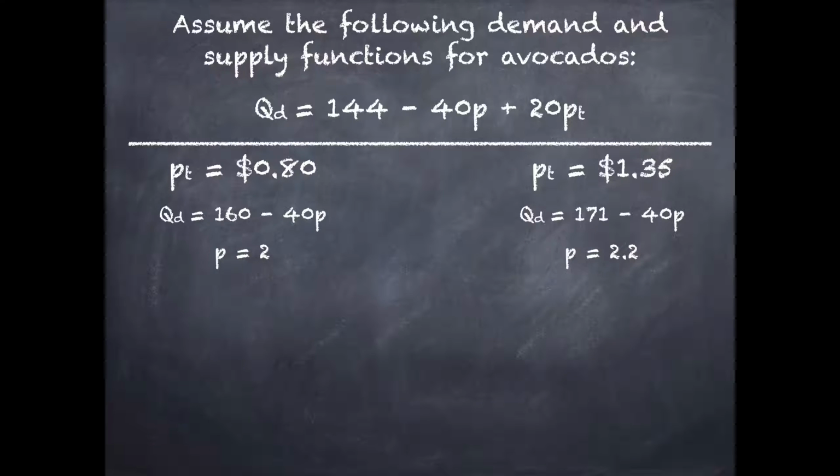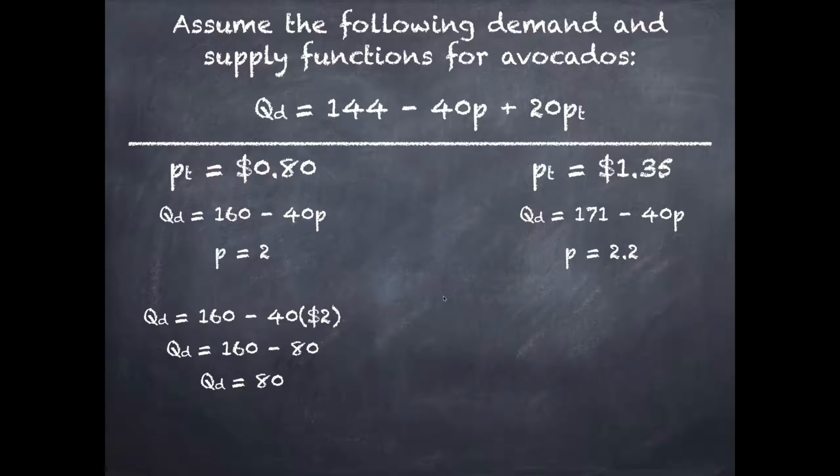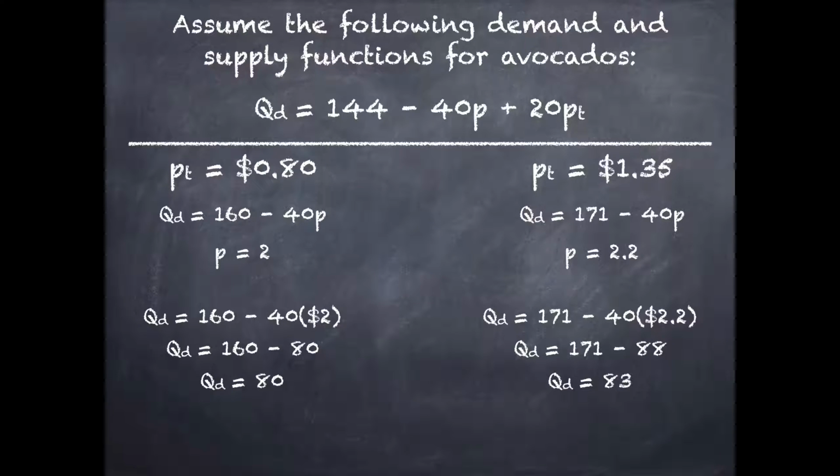So our next step is to figure out what the equilibrium quantity is. If we go with our original demand function that was solved down, we get QD is equal to 160 minus 40 multiplied by 2. So QD is equal to 160 minus 80. So the quantity demanded is equal to 80. And we do the same thing for our demand function when the price of tomatoes is equal to $1.35.